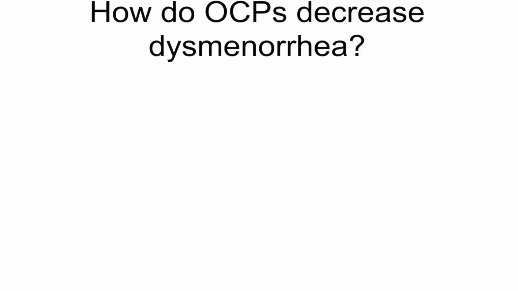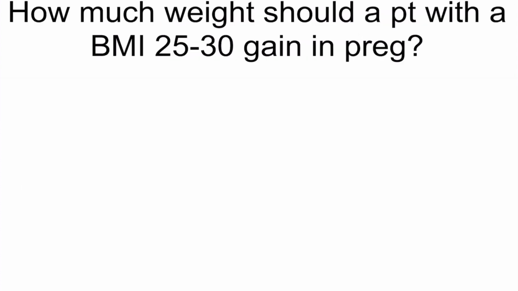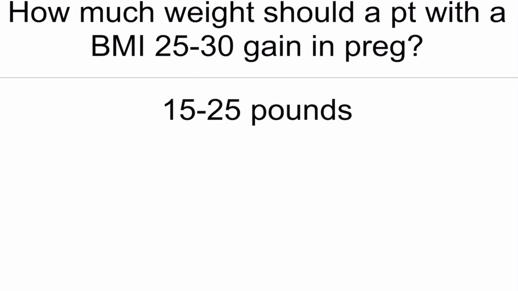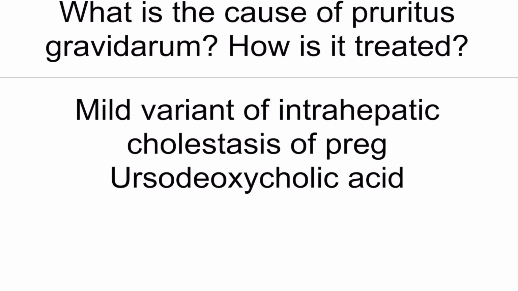Is mastectomy for breast cancer contraindicated in pregnancy? No. How do OCPs decrease dysmenorrhea? The progestin causes endometrial atrophy, causing less prostaglandins to be produced by the endometrium. How much weight should a patient with BMI of 25 to 30 gain in pregnancy? 15 to 25 pounds. What is the cause of pruritus gravidarum? How is it treated? Mild variant of intrahepatic cholestasis of pregnancy, and you can give ursodeoxycholic acid.